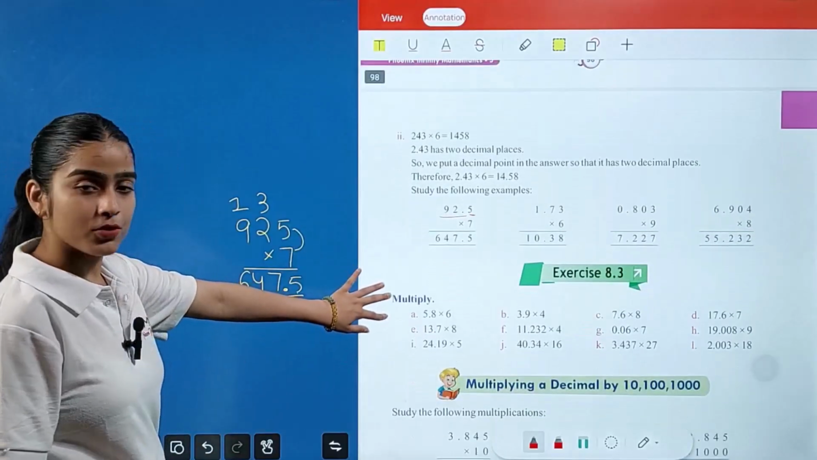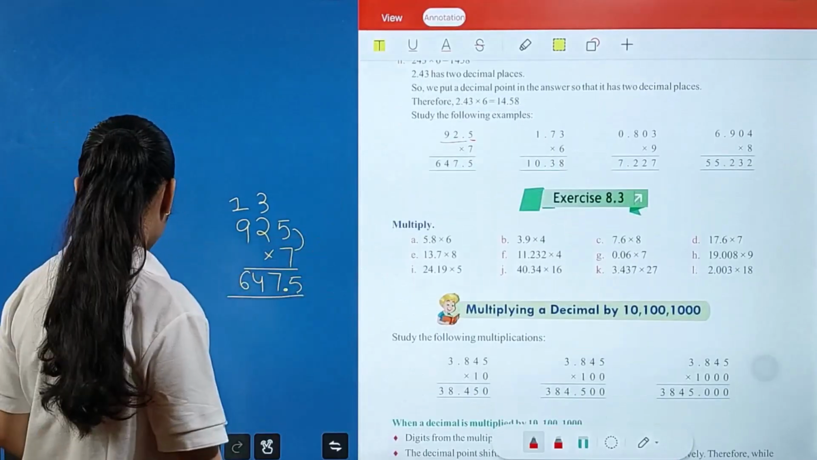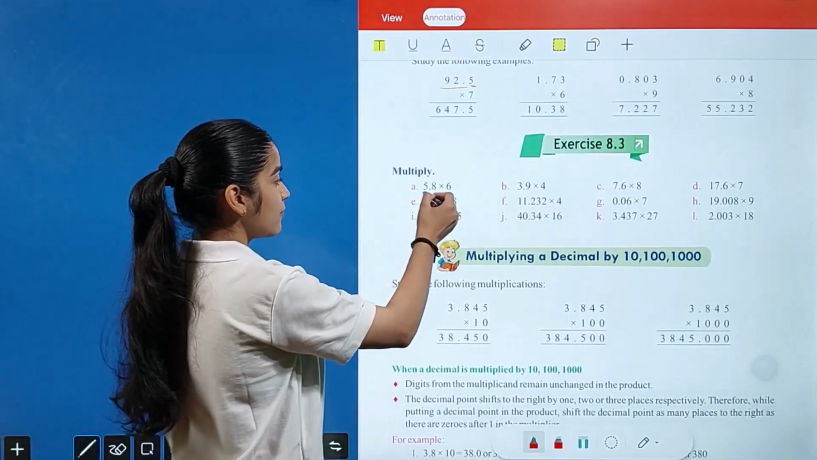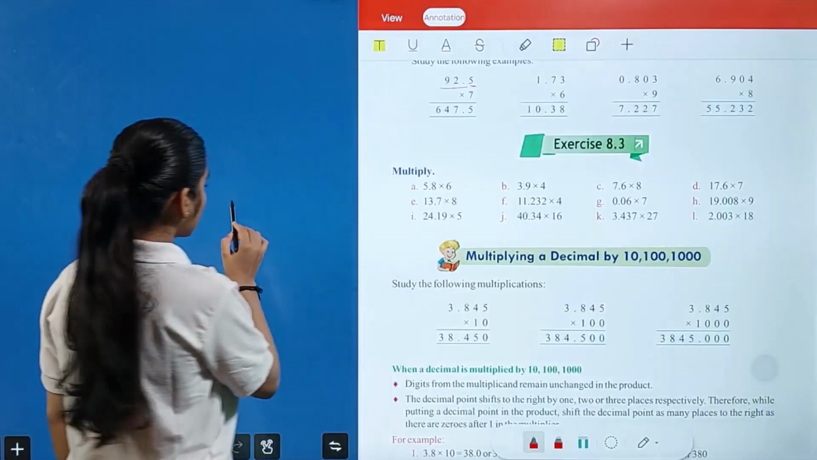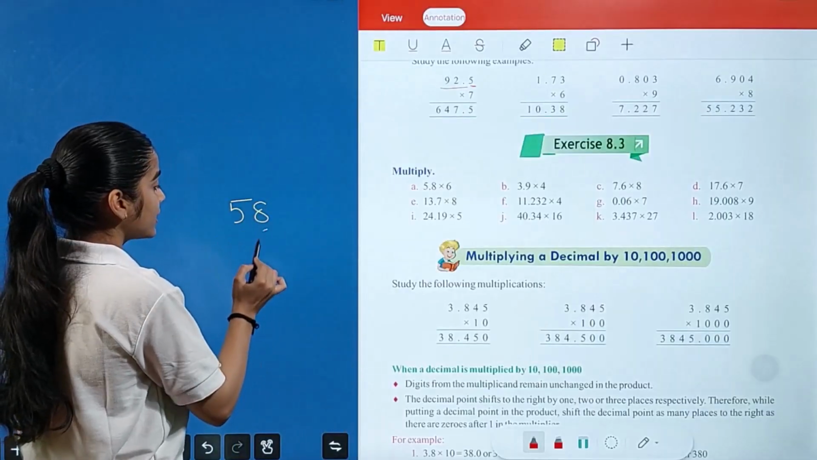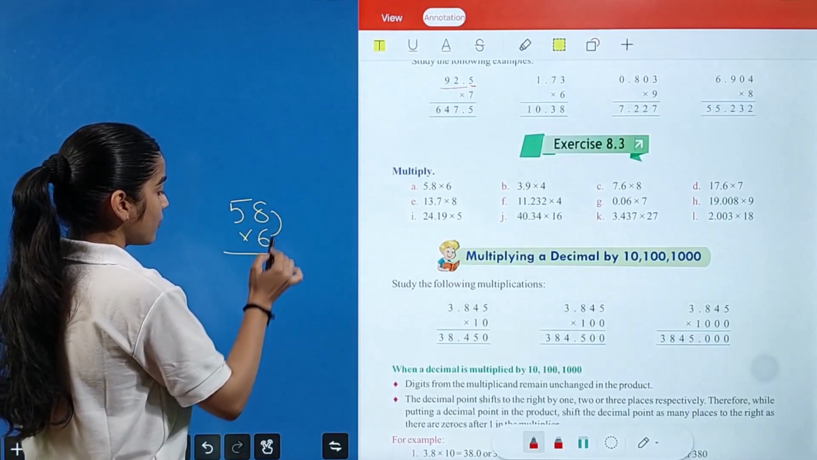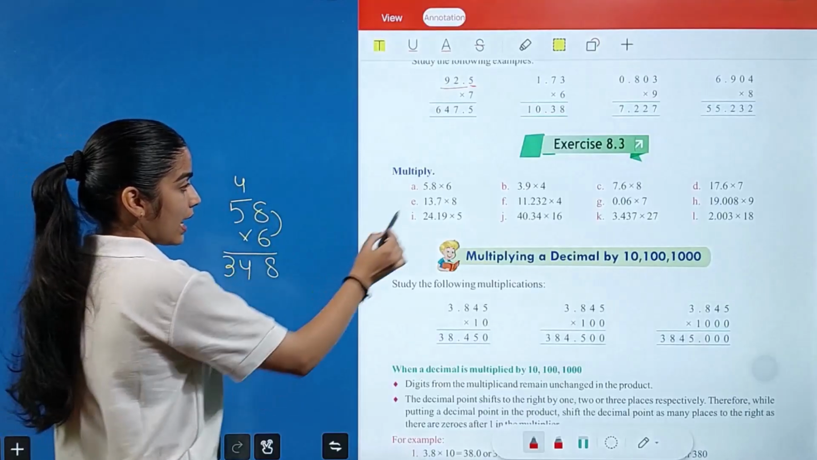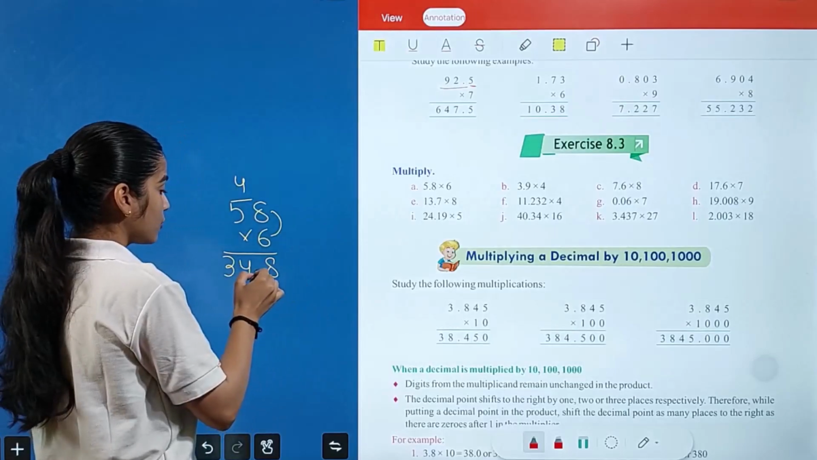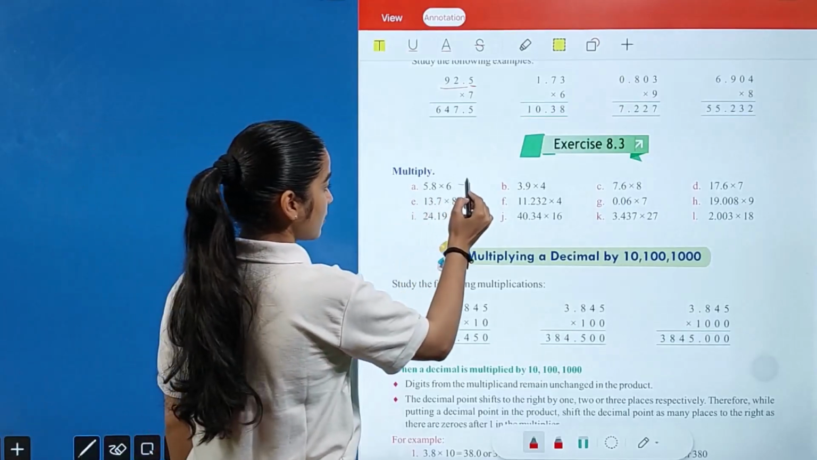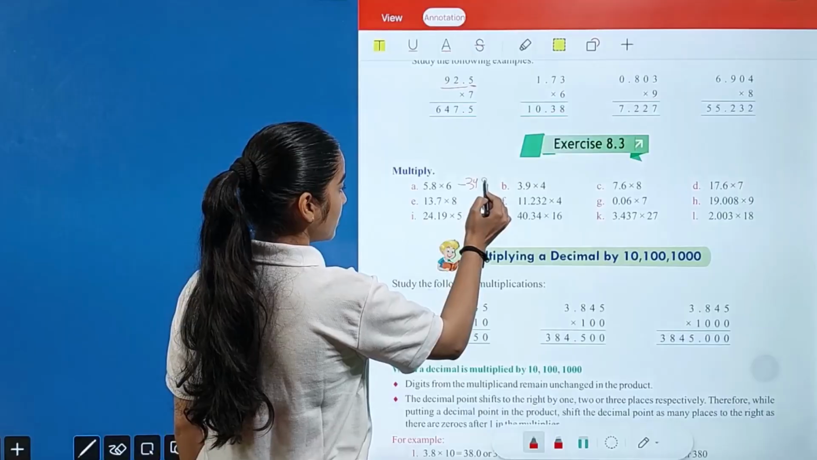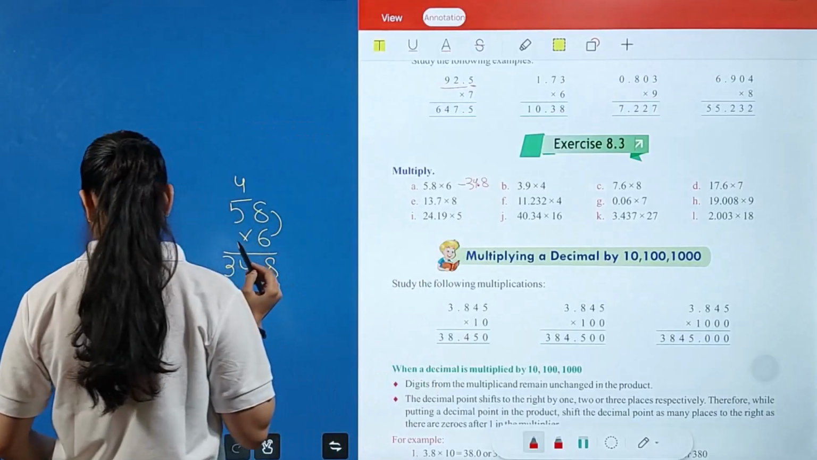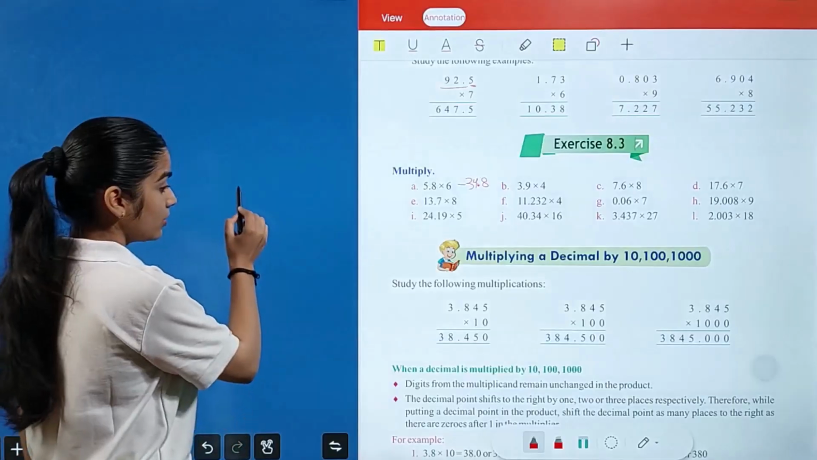So students, I hope this is clear to you, and now we can move forward to our exercise 8.3. Here we have to multiply 5.8 multiplied by 6. So 58 multiplied by 6. 6 8s are 48. 6 5s are 30 plus 4, 34. And how many points we have? Only one. So we have to put a point here. So the answer will be 34.8.